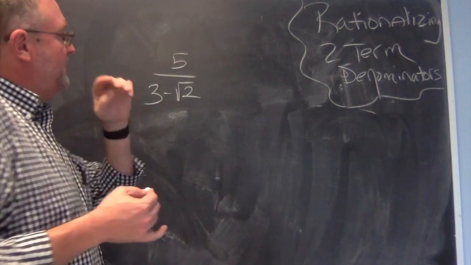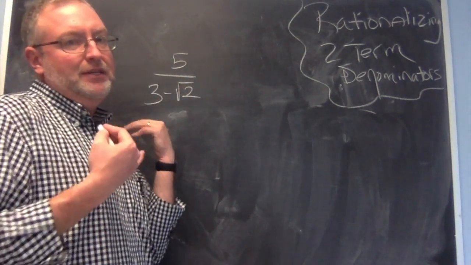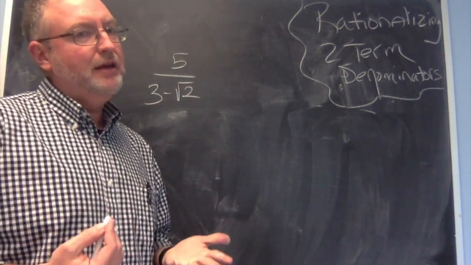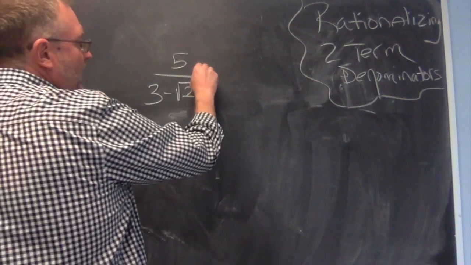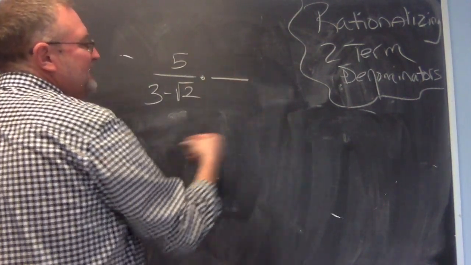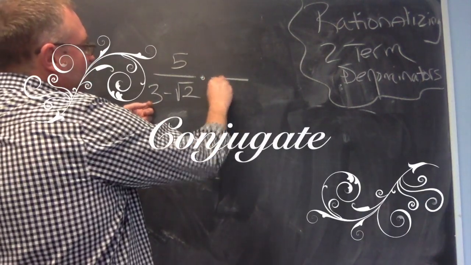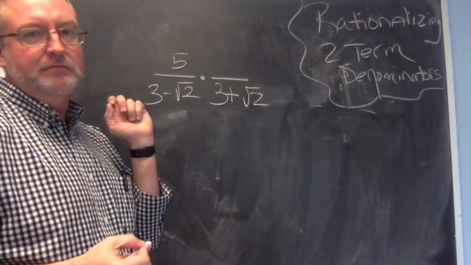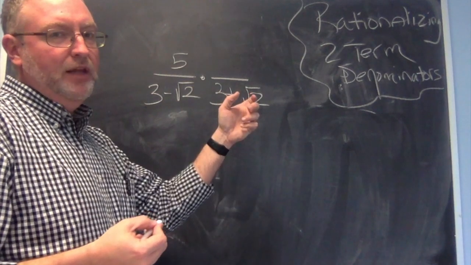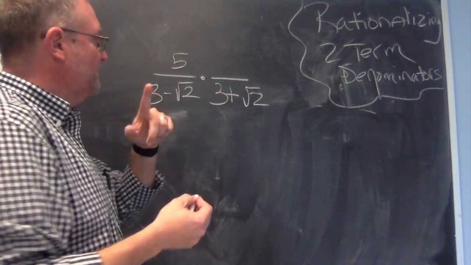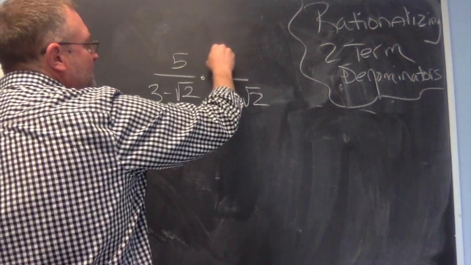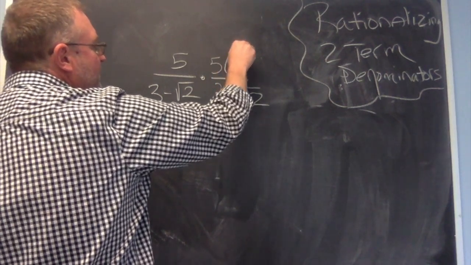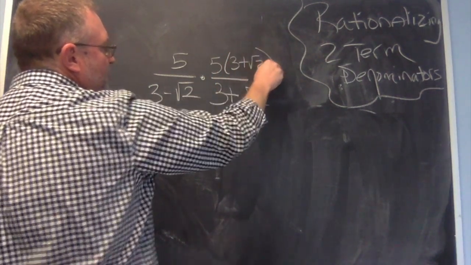So 5 over 3 minus the square root of 2. You can't have a denominator with a radical in it. So to eliminate it, I'm going to multiply it by its conjugate, which would be 3 plus the square root of 2. Following that? Because we're going to FOIL it and eliminate the outer and inner. You'll see. But what I do down there, I have to do at the top. So 5 times 3 plus the square root of 2.